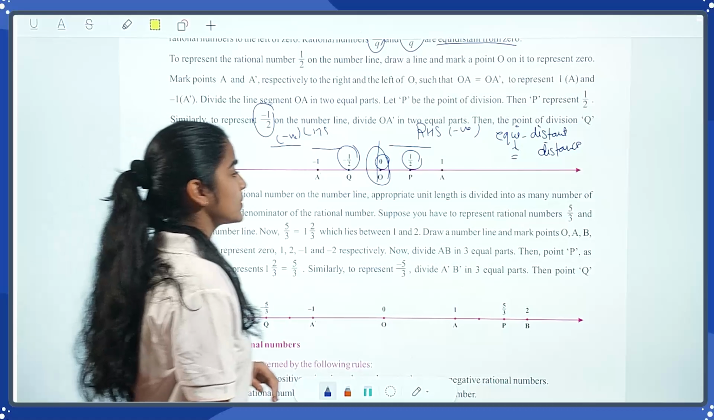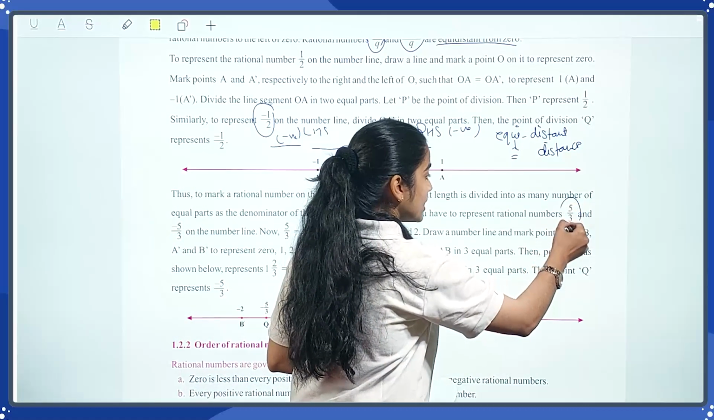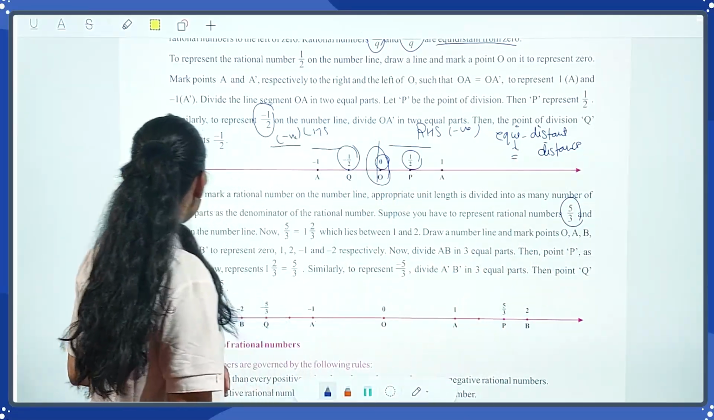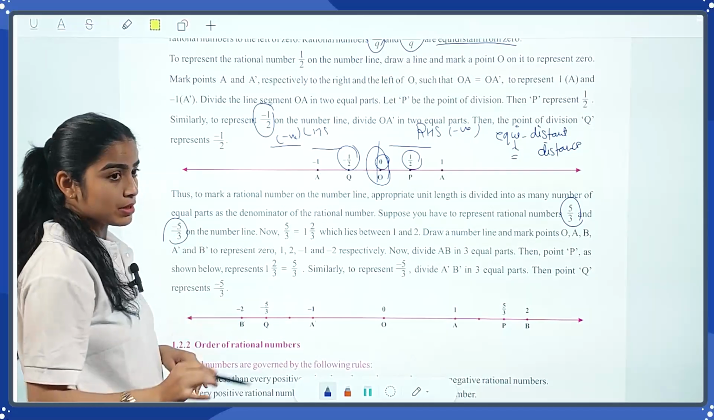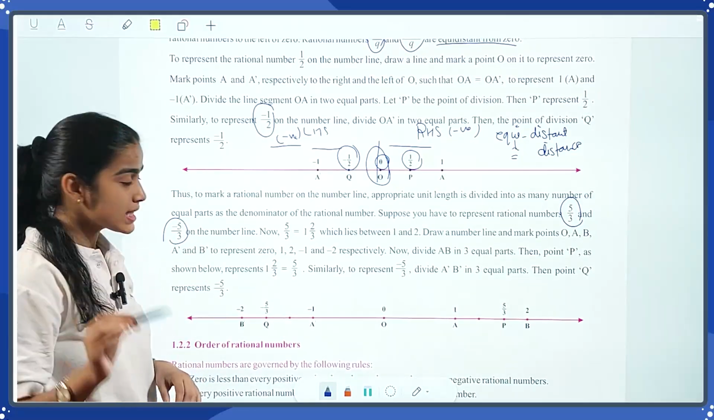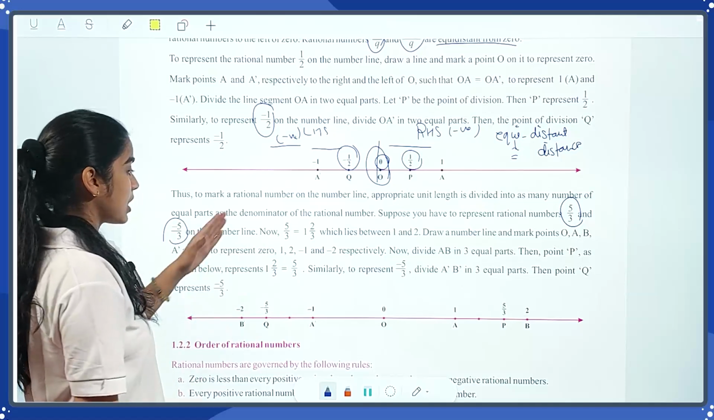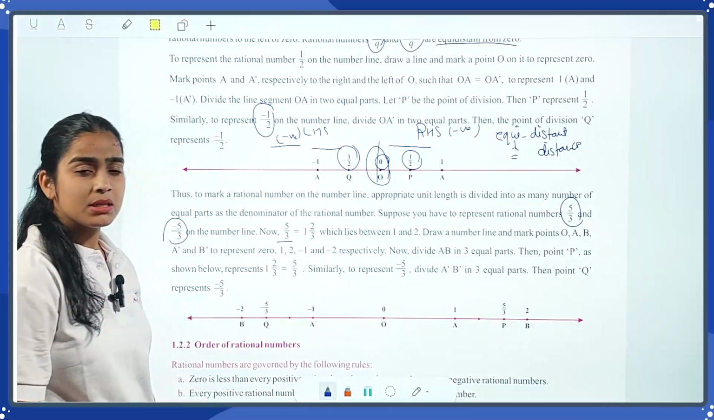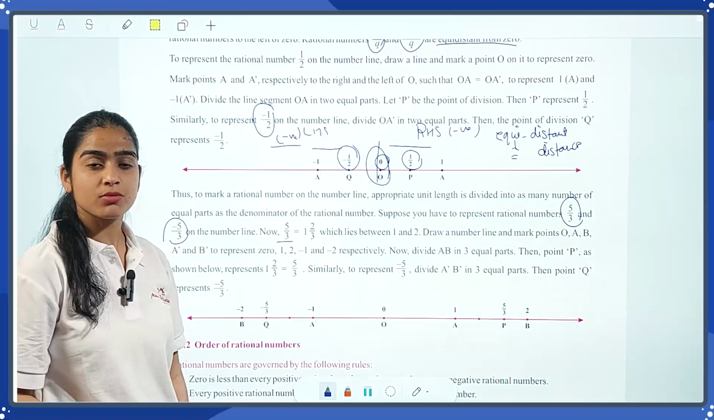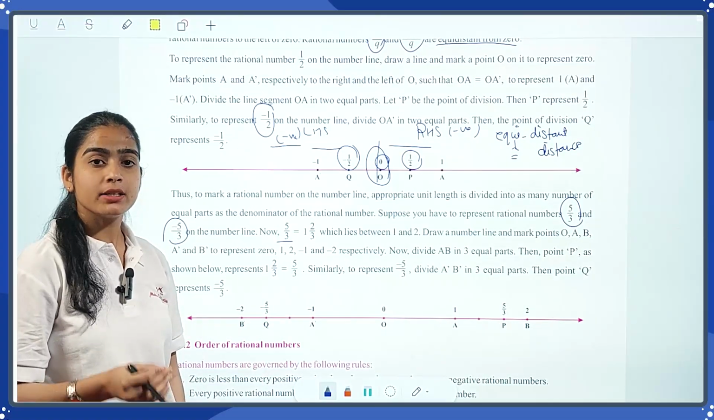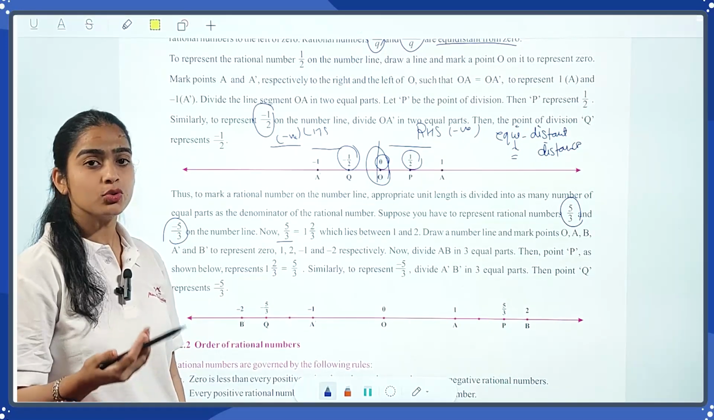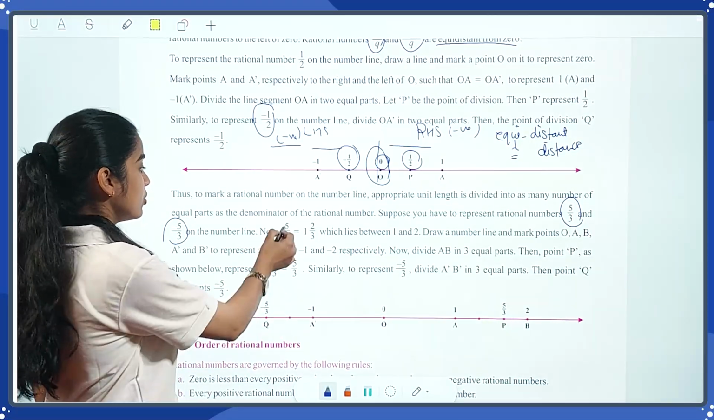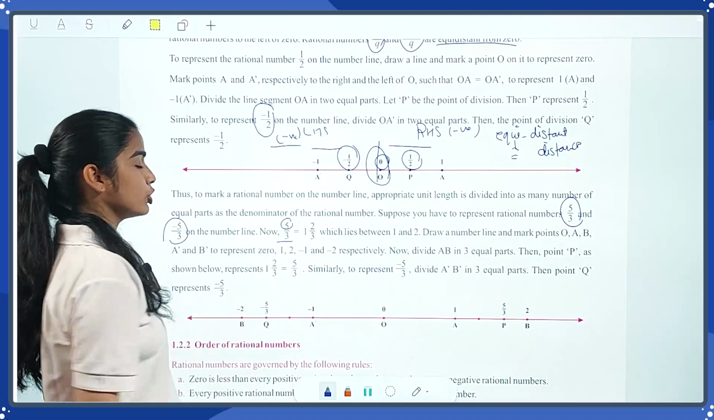Suppose you have to represent numbers 5 by 3 and minus 5 by 3. Again, we have the same numbers, but we have different sign on the number line. So now 5 by 3. Now this is an improper fraction. What does it mean by improper fraction? Improper fraction means when we have a denominator smaller as compared to numerator. So in this case, numerator is big as compared to denominator.